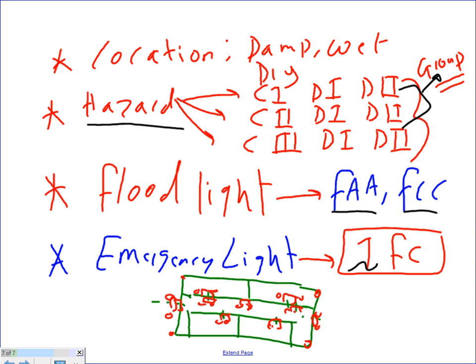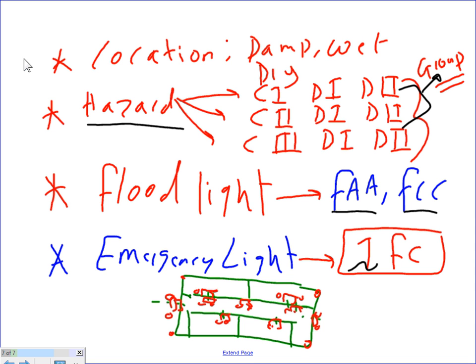So if this is my egress path, I have to put a bug eye there that maintains 1 foot candle, just one, not 50, one, for all of us to see our way out of the building upon the existence of an emergency. So I threw a couple of examples. You guys, we have done it. Here's a bug eye here. Can you guys see if this is the egress?